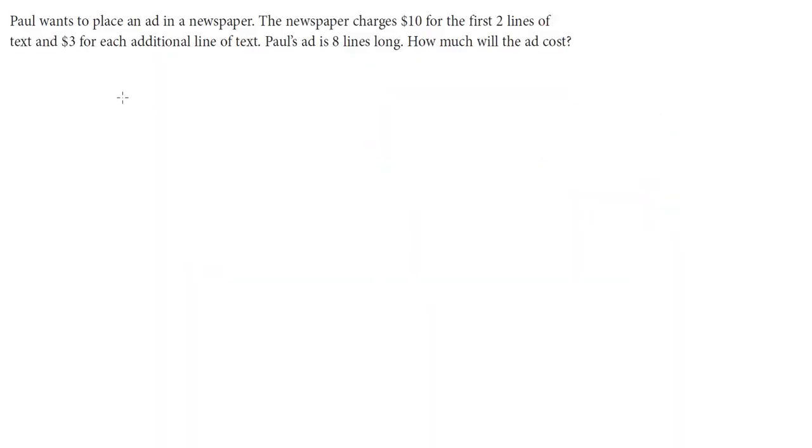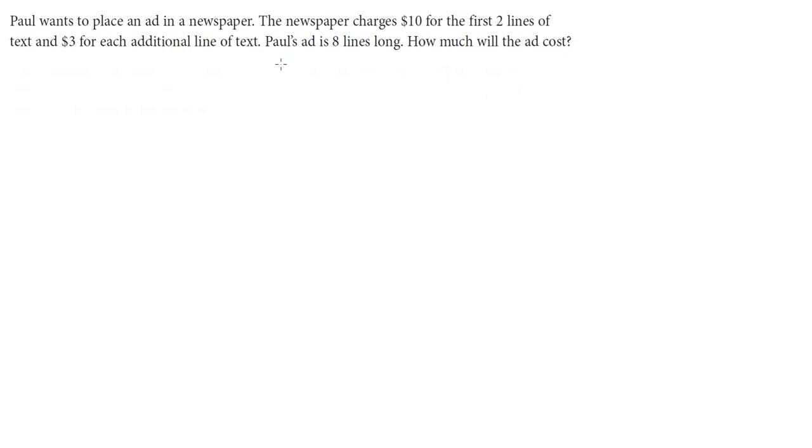All right, let's take a look at some examples of solving word problems using point-slope form. So here it says Paul wants to place an ad in a newspaper. The newspaper charges $10 for the first 2 lines of text and $3 for each additional line of text. Paul's ad is 8 lines long. How much will the ad cost?